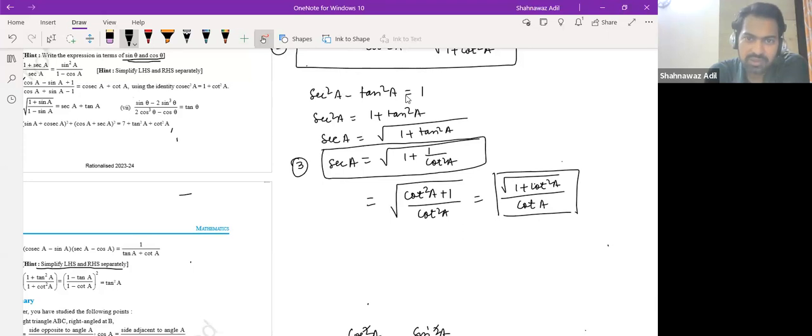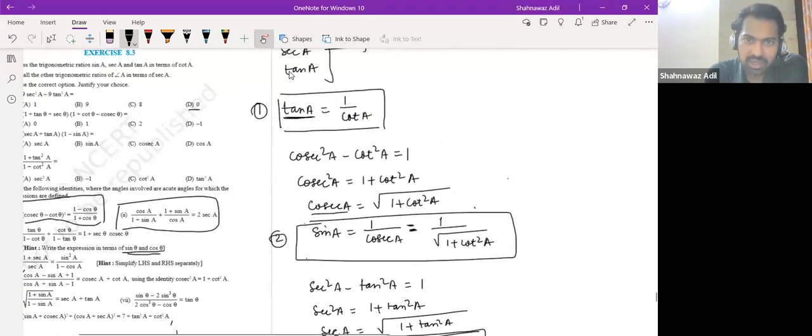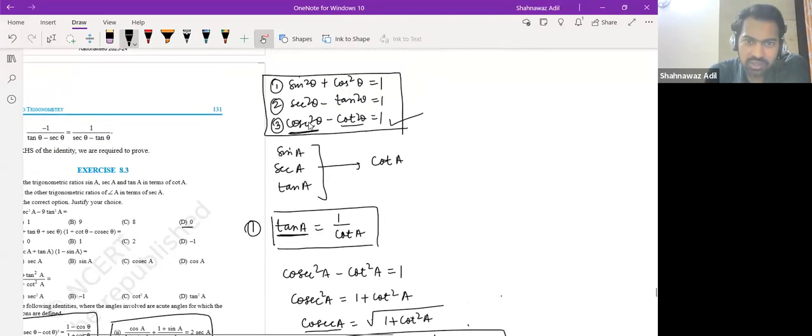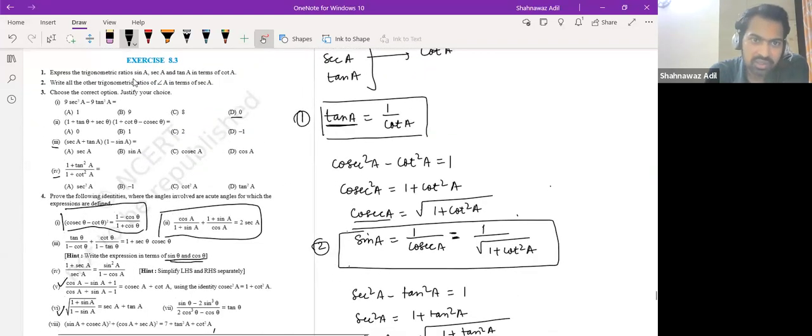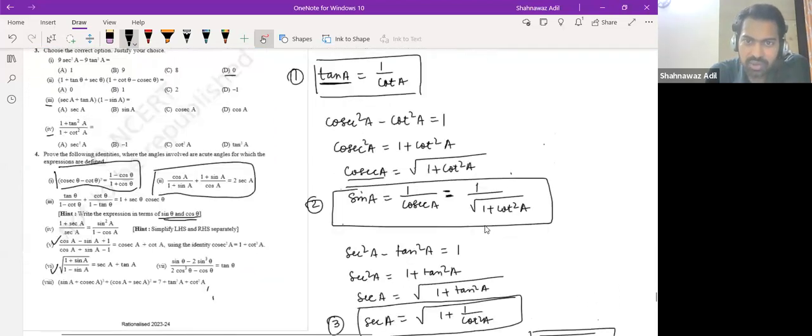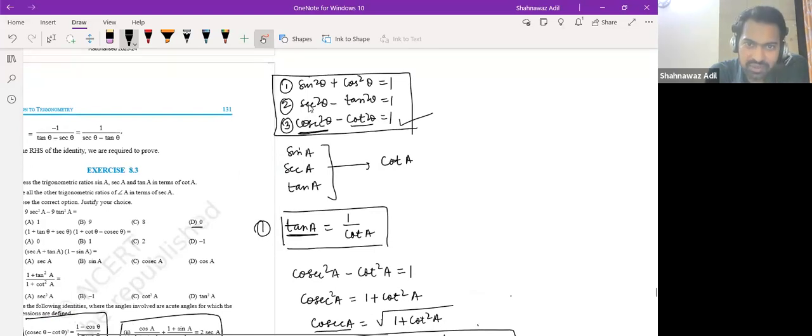Yes, sir. Okay, so what we can calculate, right? We have to calculate sec A in terms of cot A. But what do we know from here? We can calculate sec in terms of tan, right? And tan in terms of cot A we have already calculated. So we can calculate sec theta in the form of tan theta first. This is the first idea.